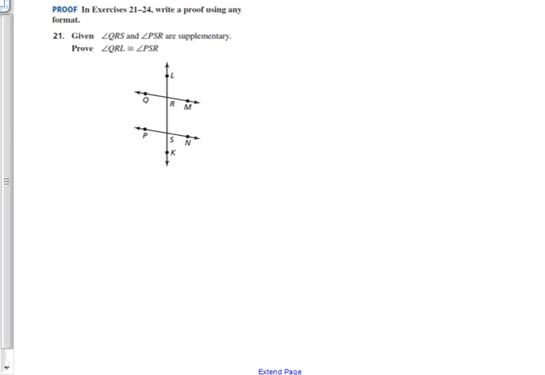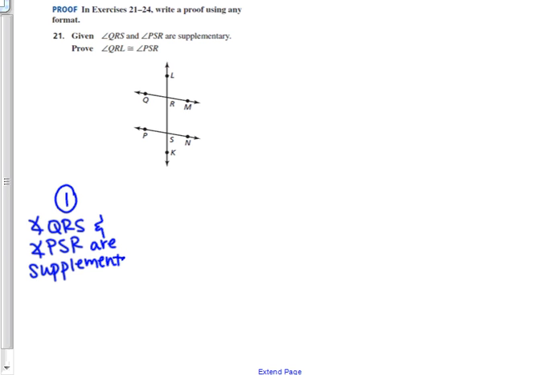So for number 21, I'm going to go ahead and start by writing my givens, like I always do. I'm going to say that angles QRS and PSR are supplementary. And this was just given to me.